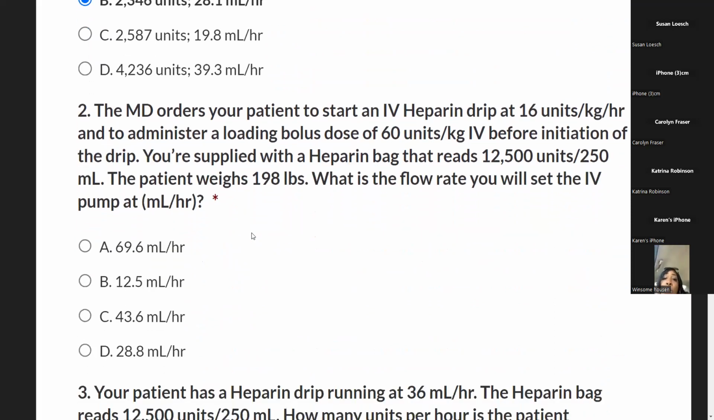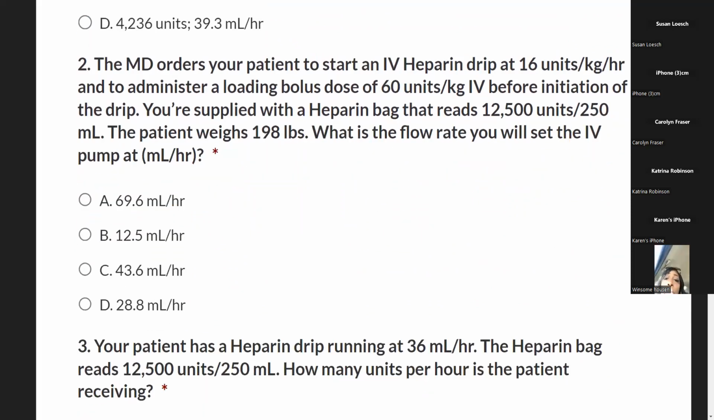All right, look at the next one. Again, we're not going to worry about the bolus. I'm just talking to you about that, so when you see it, you don't freak out. I won't probably have it in the question, but if it's in there, it's going to be asking you what?